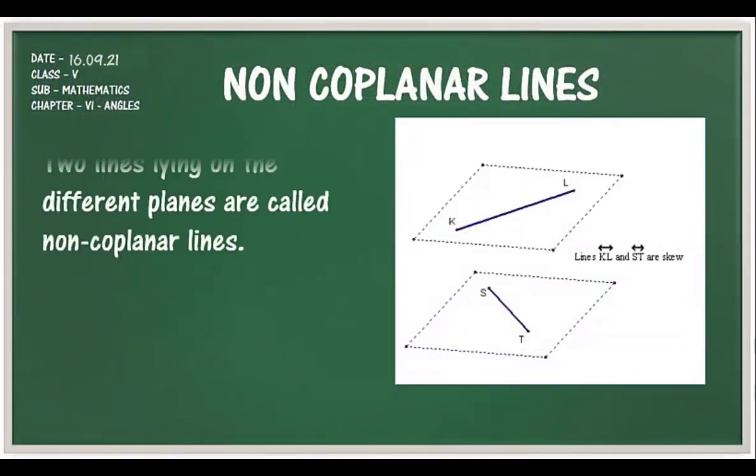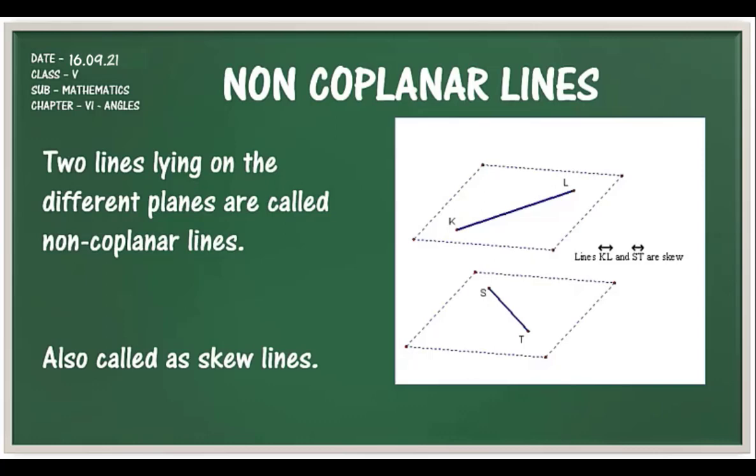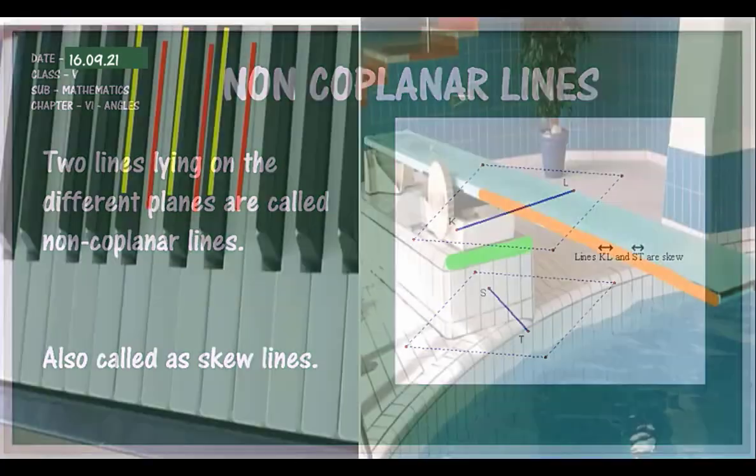Now, in our third image, we are having two lines on two different planes. These two lines are never going to meet each other and they are also not lying on the same plane. Therefore, these are non-coplanar lines. Here are some examples.